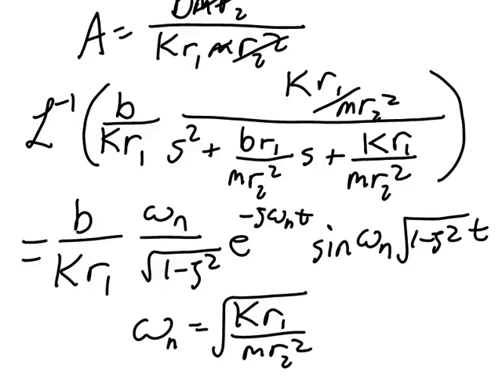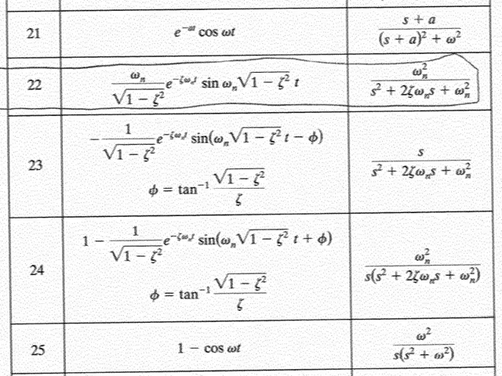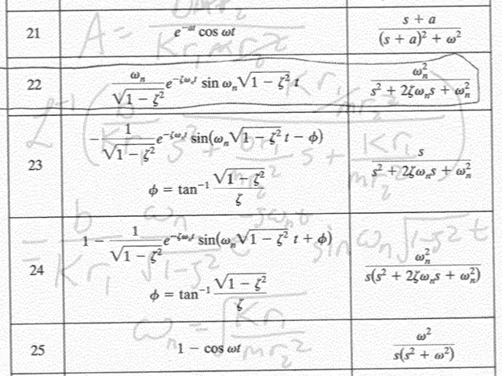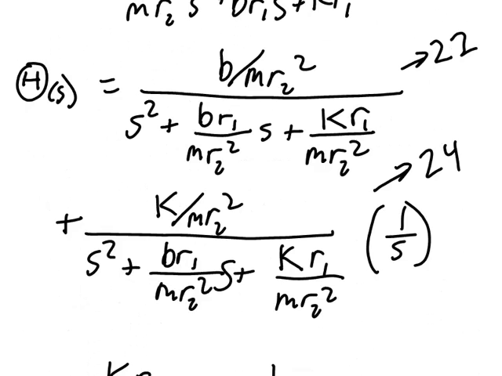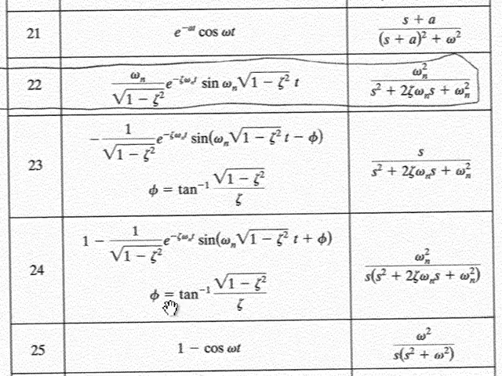And then 2 zeta omega n is the coefficient in front of s. And we could solve this for zeta, and then we would plug in omega n and zeta into this whole term. Now that's the inverse Laplace transform of the first term, this one right here. We still need to do the inverse Laplace of this term. So we're going to make that match line 24, because that's the one that has 1 over s in it.